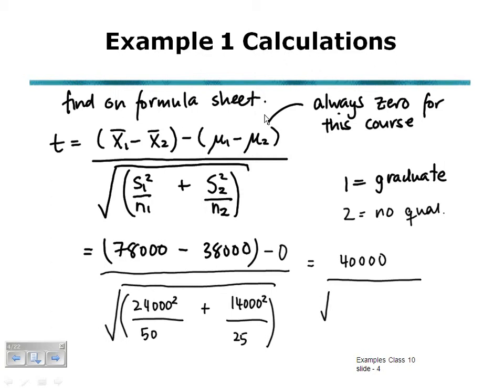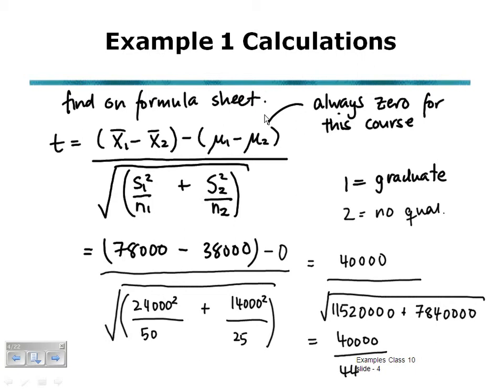We have 1,152,000 plus 784,000. Those are the values for the squares of the standard deviations divided by sample size. And that denominator value there, when we've taken the square root, comes out at 4400. So our test statistic here, 9.09. Now that's a very large test statistic.